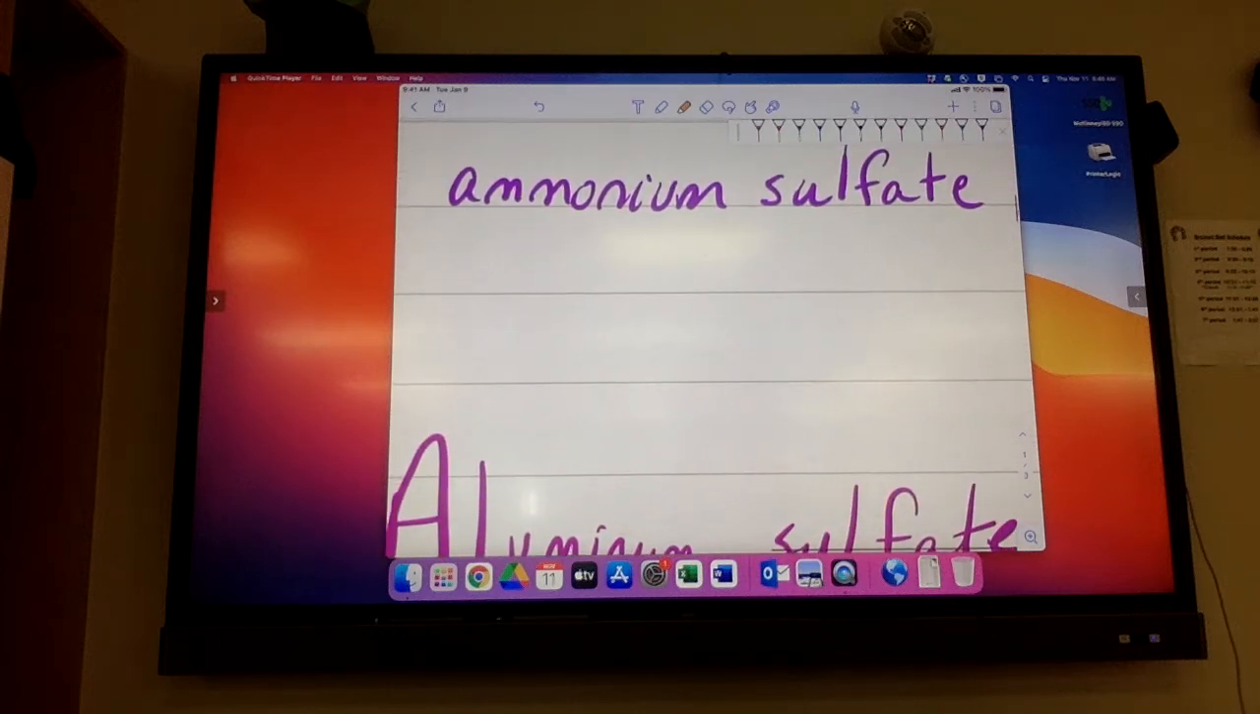Ammonium sulfate, ammonium, NH4 with a +1. Now sulfate, is that on the polyatomic list or is that the element? Very good. And you can always double check because it is alphabetized. And so it's easy to check. So it is SO4, -2.